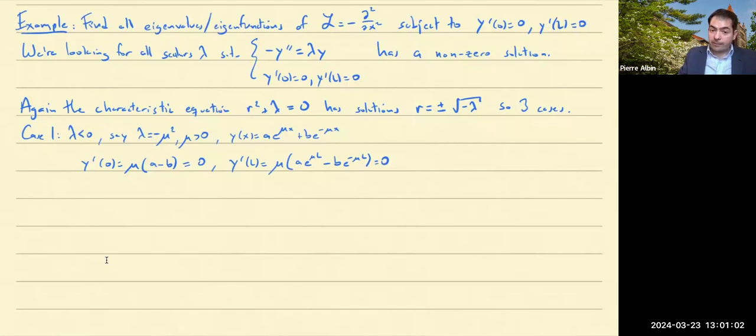Okay, so this first equation tells us that a is equal to b, and if you plug that in here, then you can pull out a or b as a common factor, and then you get e to the mu L minus e to the minus mu L, right? So as we talked about a moment ago, e to the mu L is never the same as e to the minus mu L unless mu is 0. So that's not going to be 0. So from here, we conclude that a has to be 0 and b has to be 0. So lambda is not an eigenvalue.